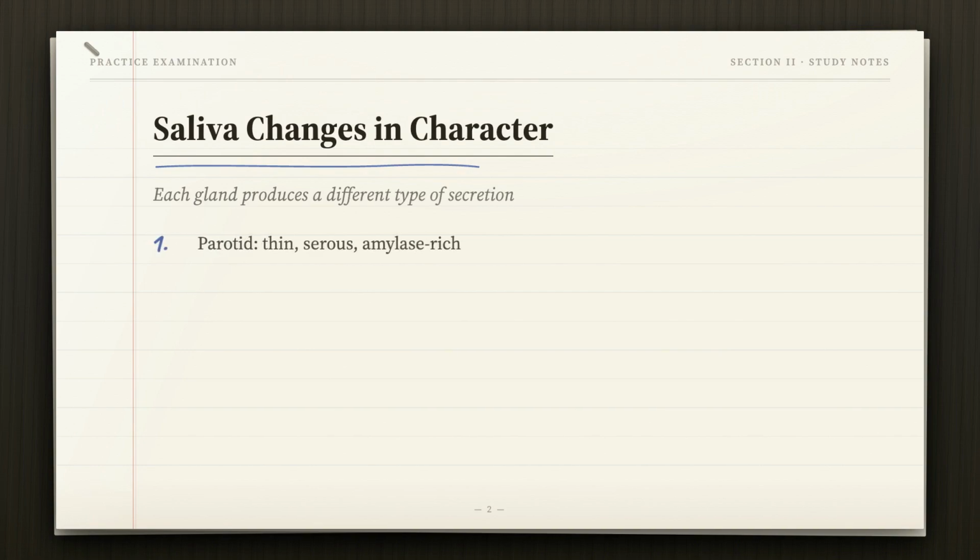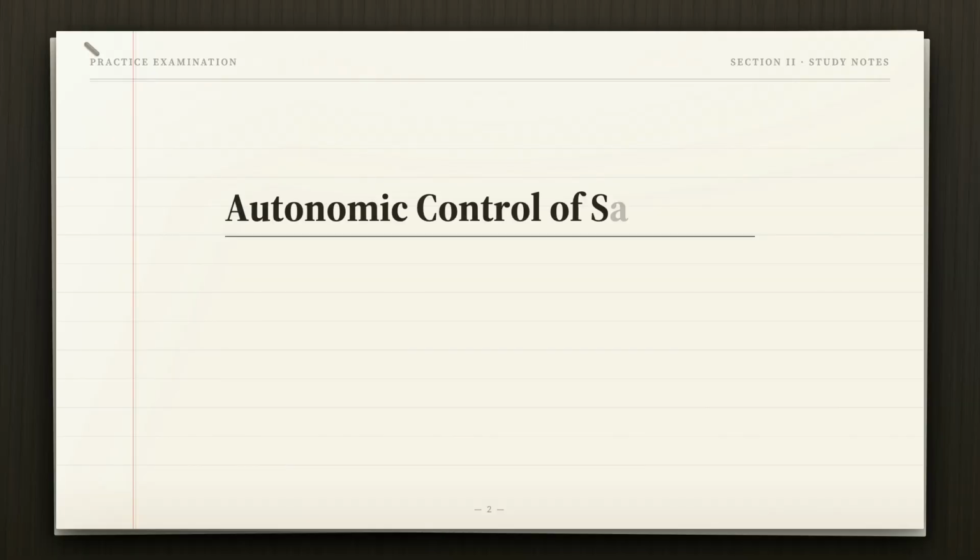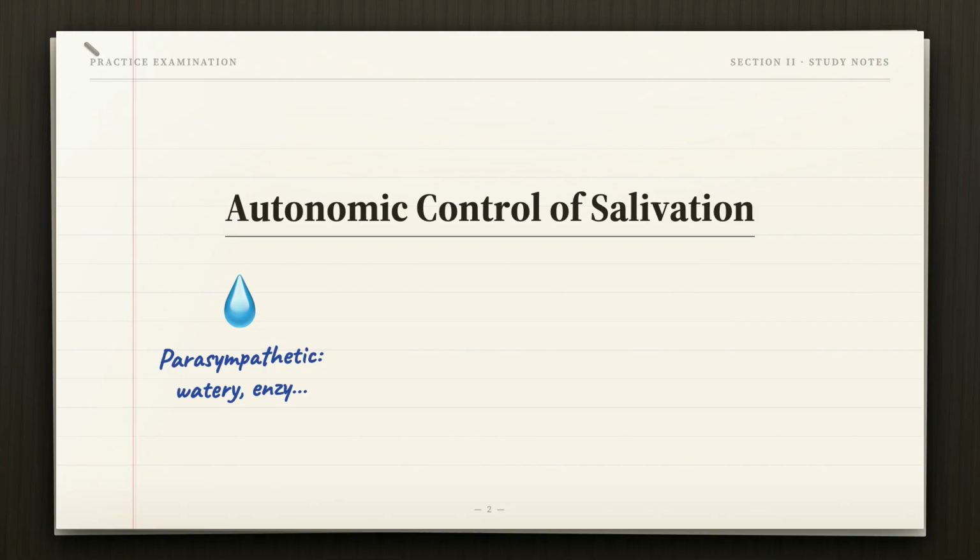Saliva isn't uniform. Parotid secretion is thin and enzyme rich. Sublingual secretion is thick and mucus. And the submandibular gland produces a blend of both, which is why the character of saliva shifts depending on which glands are dominant. Parasympathetic input drives copious watery saliva during eating, while sympathetic input produces the thick, sparse saliva behind a dry mouth before stressful moments.